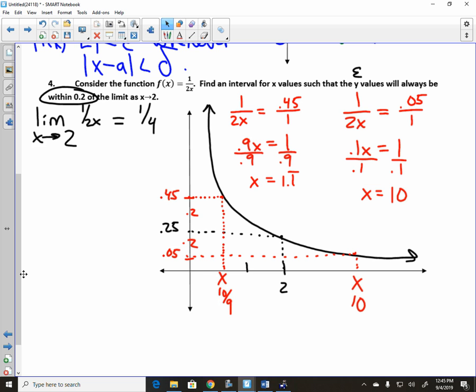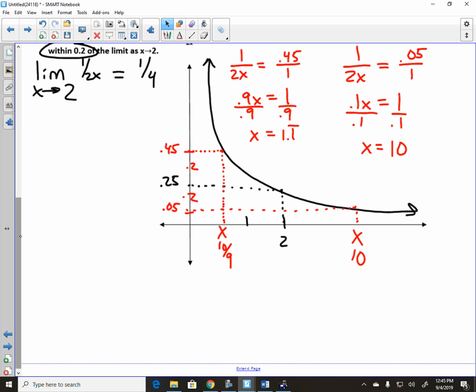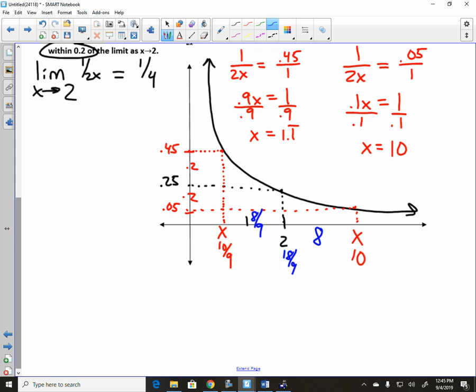So we're going to find a delta. Delta is the distance between the x values and your a value. What's the distance between 2 and 10? 8. What's the distance between 10 ninths and 18 ninths? 8 ninths. Which one is smaller, 8 ninths or 8? 8 ninths. You choose the smaller of the two. Delta is 8 ninths.